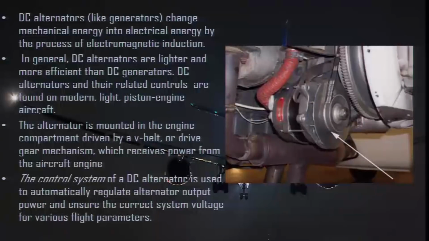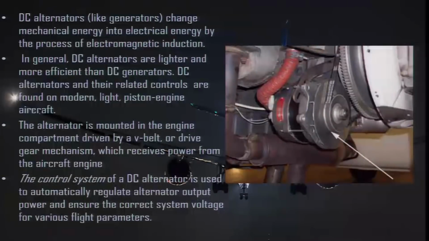DC alternators, like generators, change mechanical energy into electrical energy. Basically, alternators convert mechanical energy into electrical energy by the process of electromagnetic induction. In general, DC alternators are lighter and more efficient than DC generators.